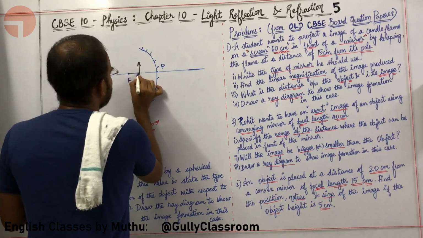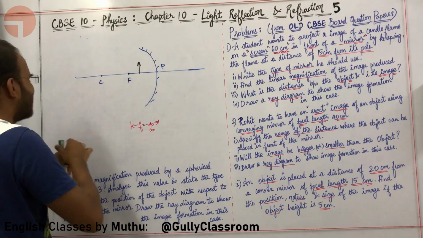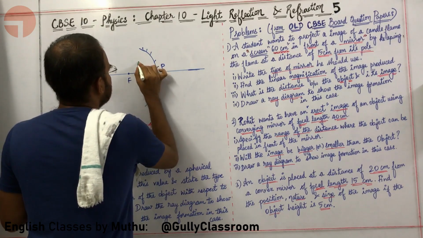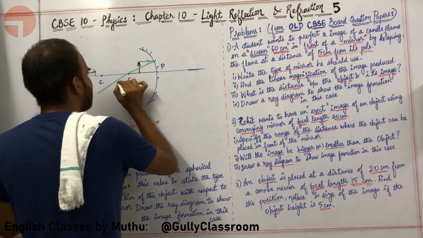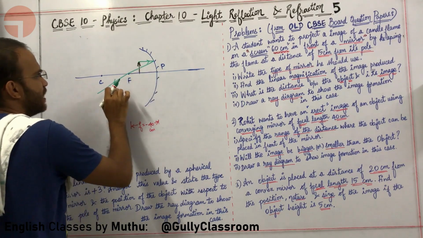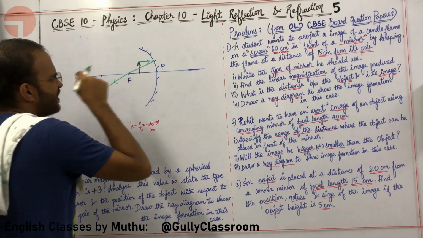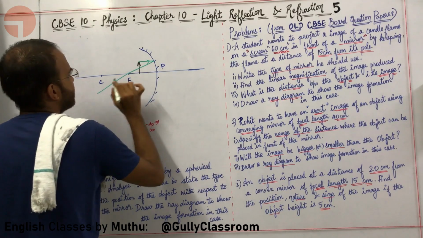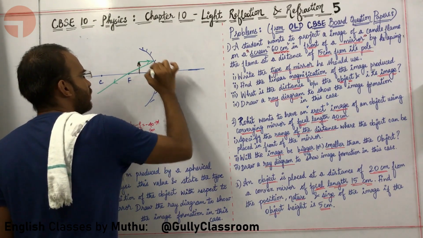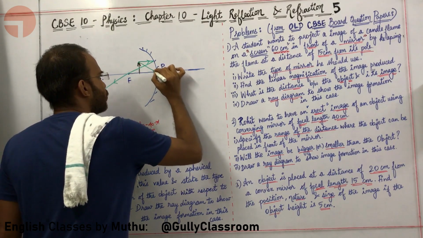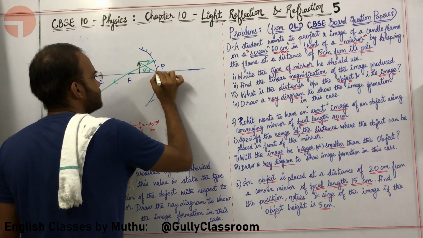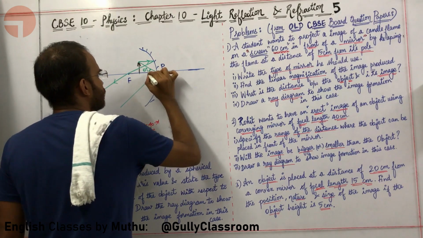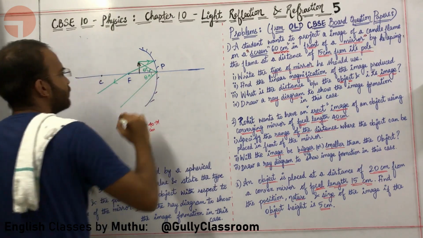Sir, what color are you going to use for the light rays? Once more, let us use green. So the light ray will be parallel. It will be reflected like this. A parallel light ray to the principal axis will always pass through F. What next, sir? I am going to put the next light ray over to the pole. If I put a light ray like this, this is going to be theta I, angle of incidence. So this is going to be theta R, angle of reflection.